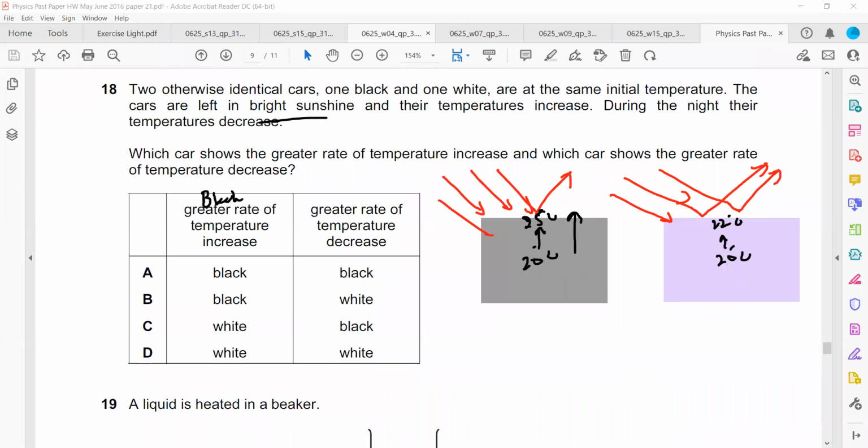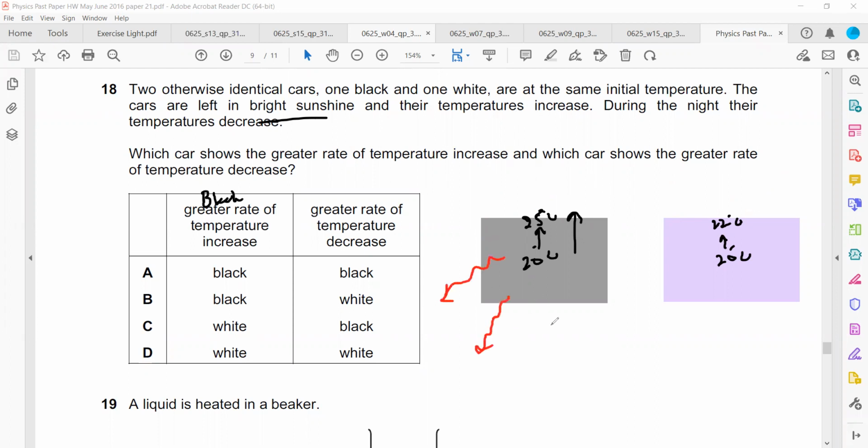But at night, what happens? Now they have to release the energy because there is no source of energy from the surroundings. As the dull dark surface absorbed a lot of energy during the daytime, at night it will start to release that energy. Most of the energy will be released because it absorbed greater, so it will release more. When it releases more, the temperature will fall to a lower value, so the greater change in temperature will be there. So for dull and dark surfaces, the increase in temperature is more and the decrease in temperature is also more.